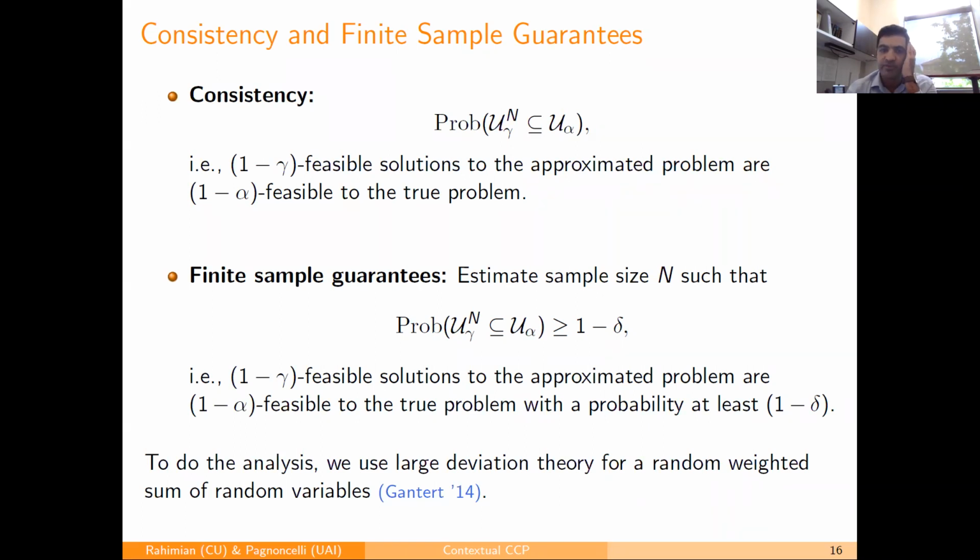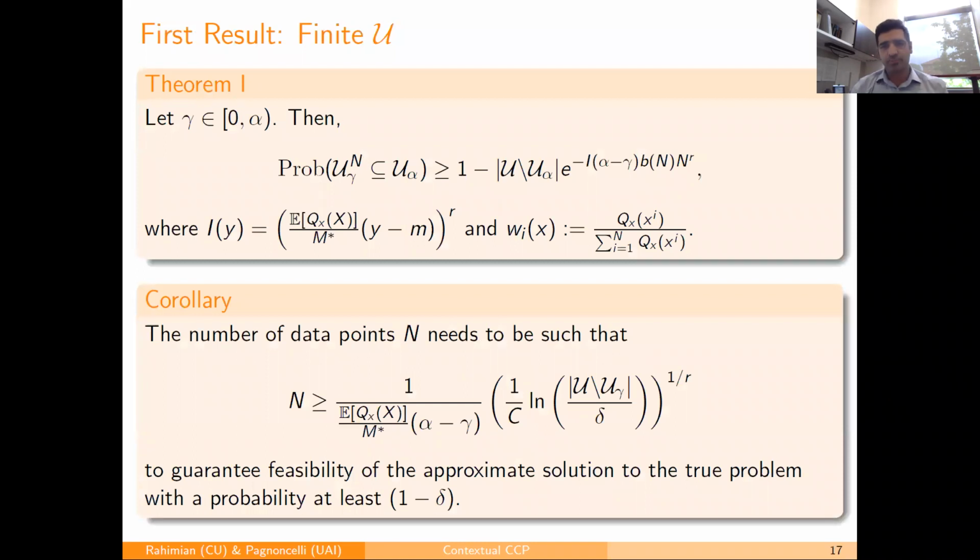In order to come up with the results, we use large deviation theory for a random weighted sum of random variables, which is different from the classical approaches that people in classical chance constraint programming use. People usually use Hoeffding type of inequality or Cramer's theorem to answer these questions, but here we have two sets of random variables. Both the weights are random and also the indicator functions are random. We need to do something more, and we need to rely on some other results in large deviation. So I'm going to provide some insights about the theoretical results here.